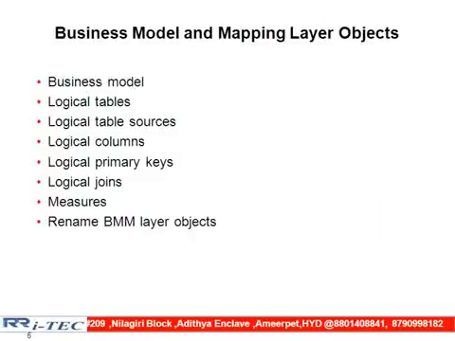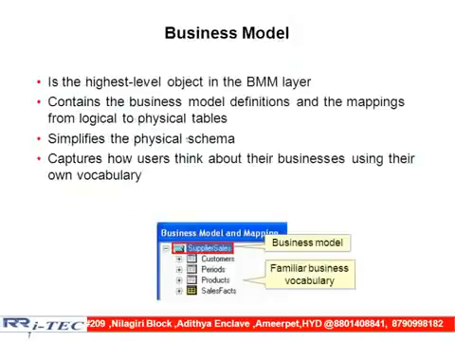Okay. Next one. Business model mapping layer objects. First one is the business model. Then logical table source, logical column, logical primary keys, logical joins, measures. These are the BMM layer objects. We'll go through them one by one. Business model is the highest level object in the BMM layer. Correct or not? What is the highest level object in the physical layer, sir? Database name, data source.